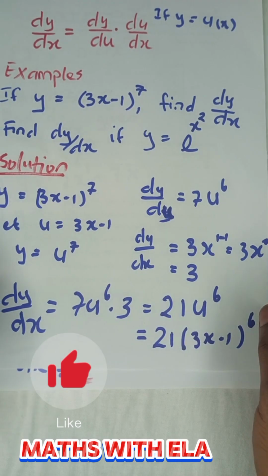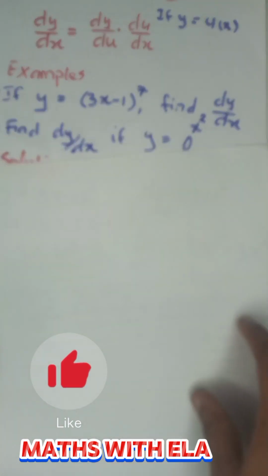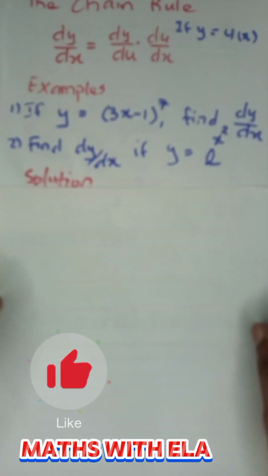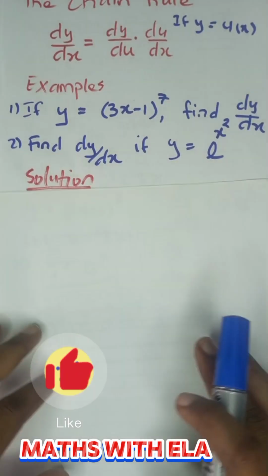And so that is how we use the chain rule to find the derivative of a function. Now let's look at the second example to do a further illustration of the chain rule for better understanding.